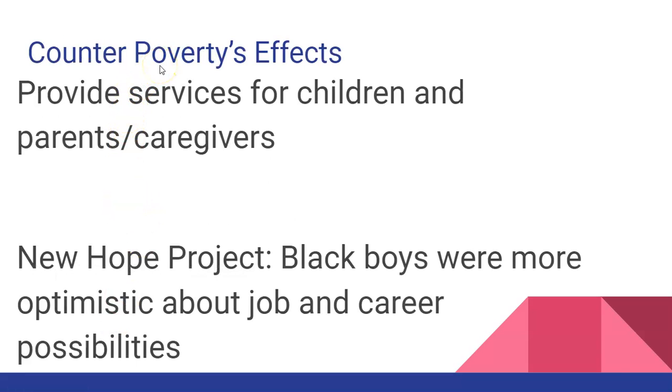There is a way to counter poverty's effects, and that is to provide services for children and parents or caregivers. So that is thinking about helping two generations. You help the child and you help the parents and caregivers. It's not enough to help the child. You also have to help the parents understand and get the services that they need so that they can provide the life that a child needs.